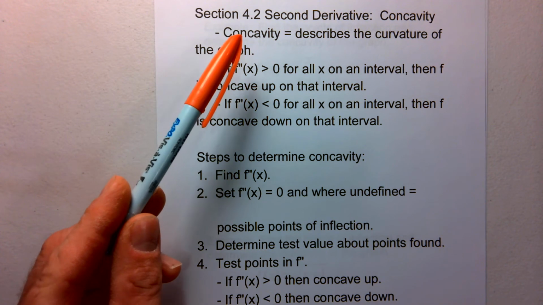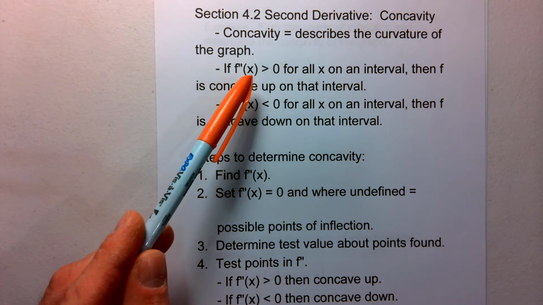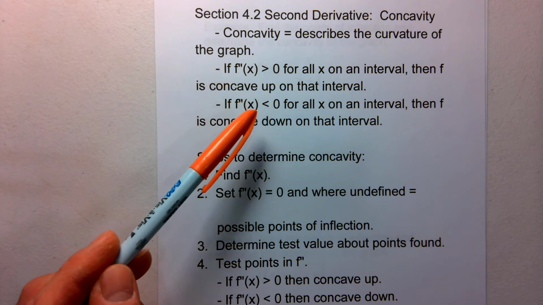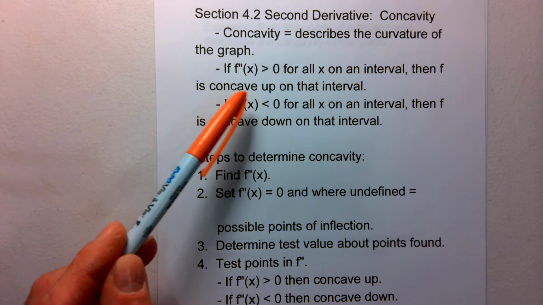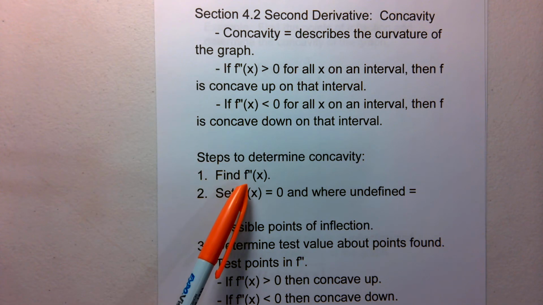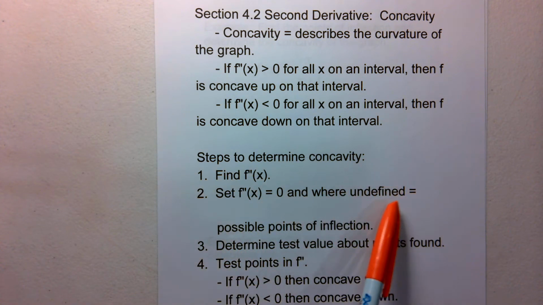So remember, concavity describes the curvature of the graph. If it's greater than 0, then we're going to be concave up. If it's less than 0, it's going to be concave down. We're talking about the second derivative test, recall. To find our concavity, we're going to find that second derivative. We're going to set it equal to 0. We're also going to be interested in where it's undefined.